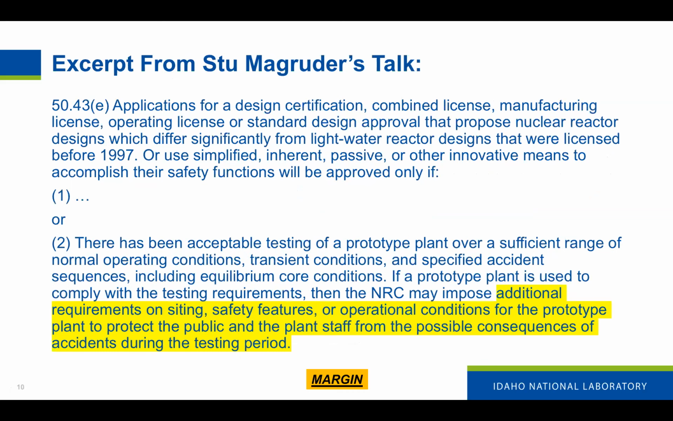They'll consider, I'm paraphrasing now, but you can read it, a novel design if, and at item 1 there really means if you really know a lot about that design and you can show it, with tests, analyses, and so forth. Or item 2, there's been acceptable testing of a prototype plant. And of course, to build that prototype plant, you're going to have to address additional requirements on siting, safety features, or operational conditions.